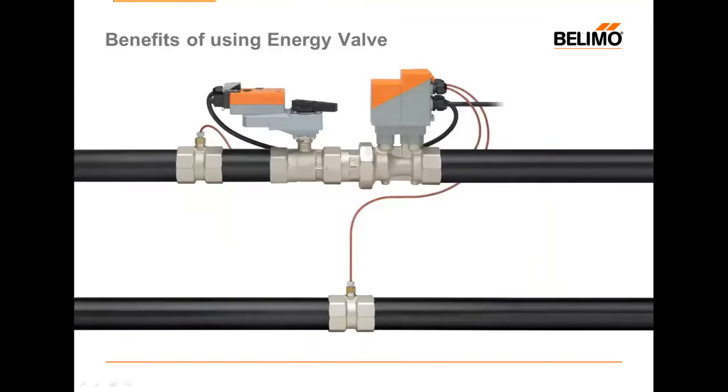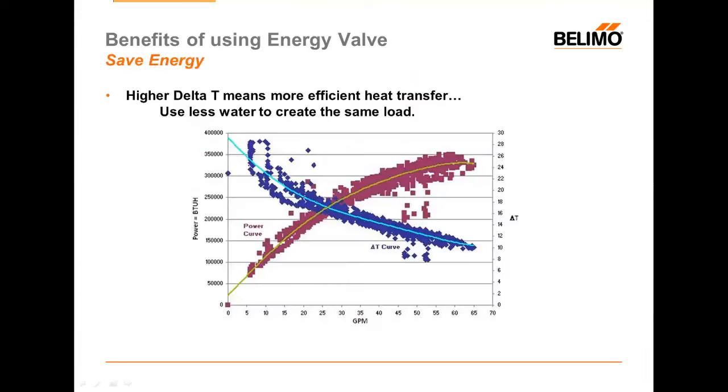Let's explore in a little bit more detail the benefits of using the Belimo Energy Valve. Saving energy. High delta T means more efficient heat transfer. Well, that's what we just talked about. If I can drive my set points further back on this curve, as you see here, well, then I'm using less water to satisfy the same load.